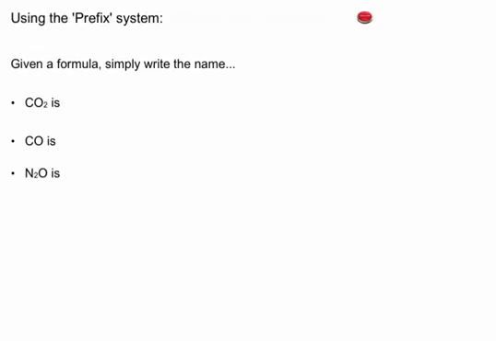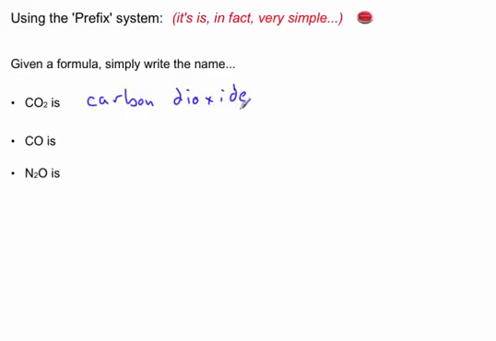So using the prefix system, given a formula, write the name. Again, just to remind you, this is really easy. You don't have to worry too much about this one. Given a formula, simply write the name. So the formula is CO2, so carbon, di, the prefix for 2 oxygens, oxide. The second or more electronegative nonmetal ending in -ide.